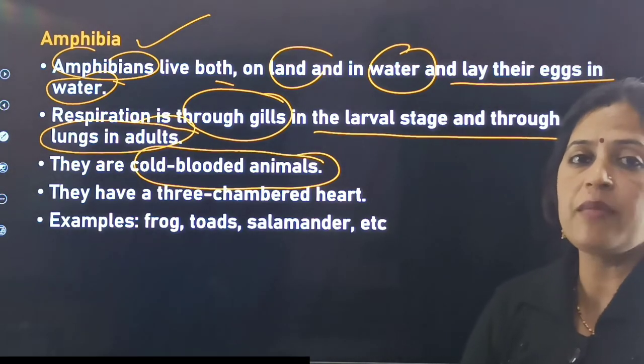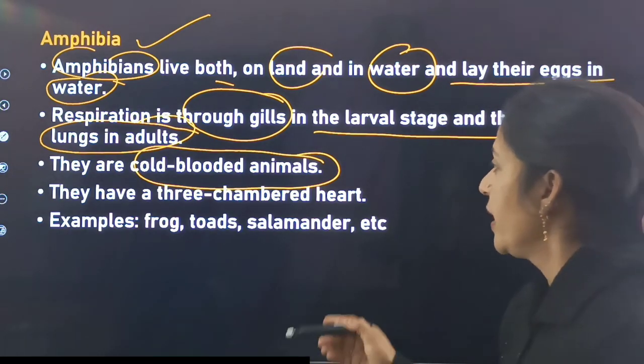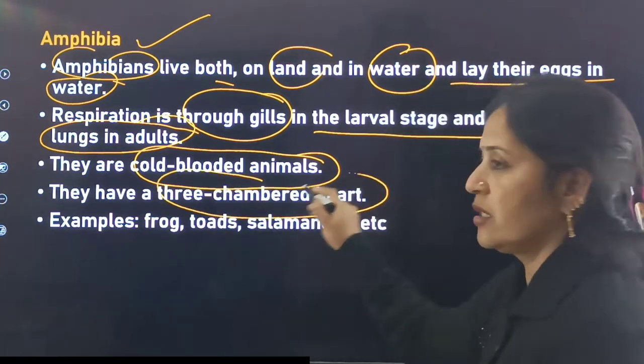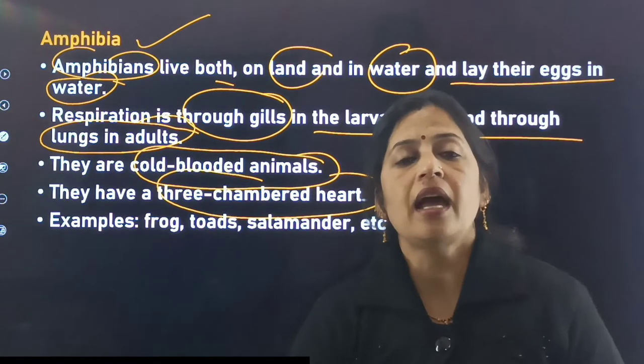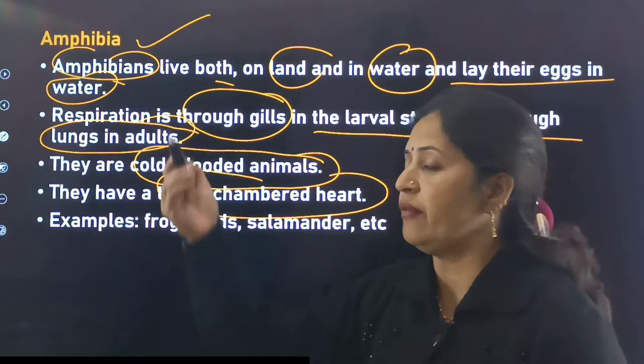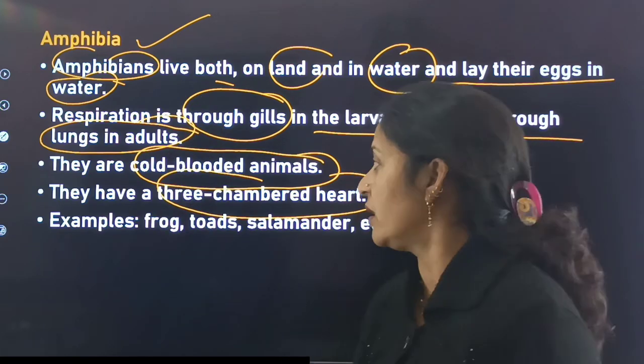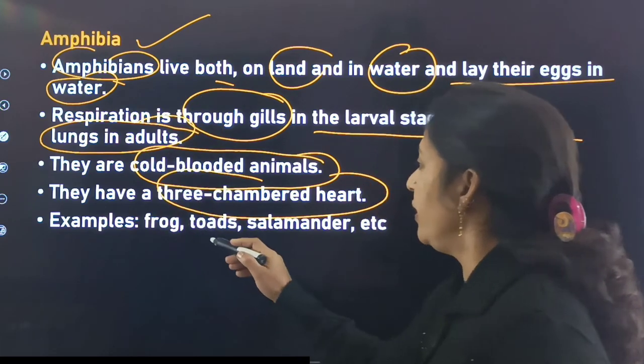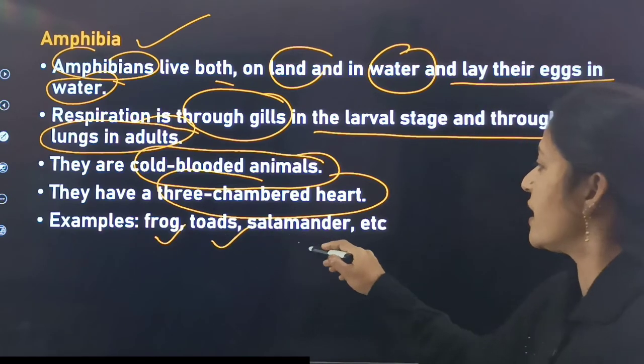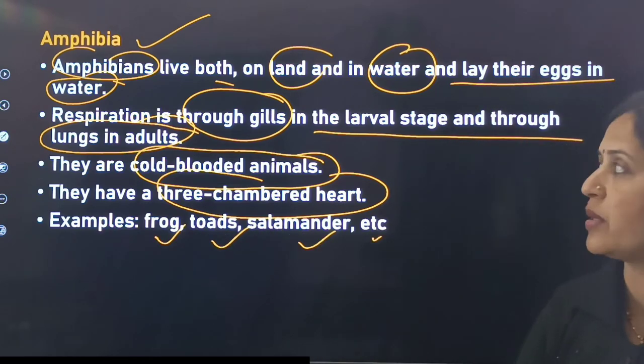They are again cold-blooded animals, just the same as in the case of Pisces. Amphibia have a three-chambered heart, whereas Pisces have a two-chambered heart. The examples of amphibia are frog, toads, salamander, etc.